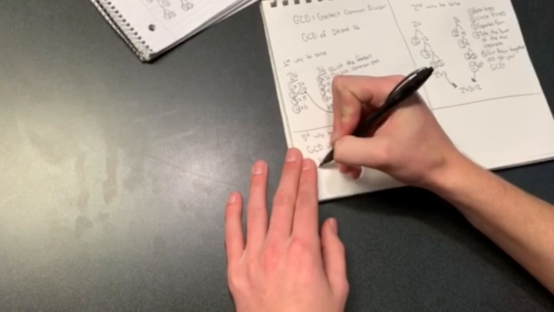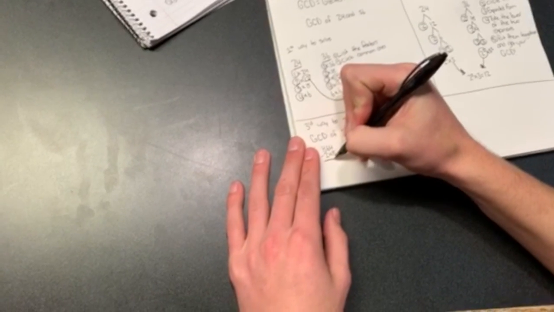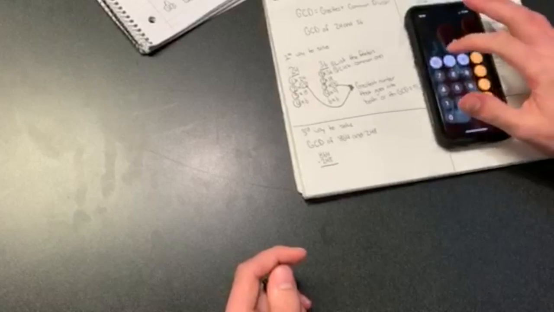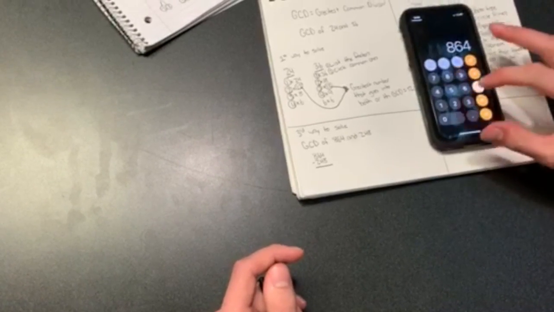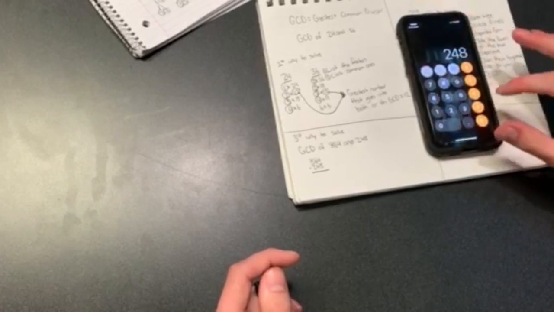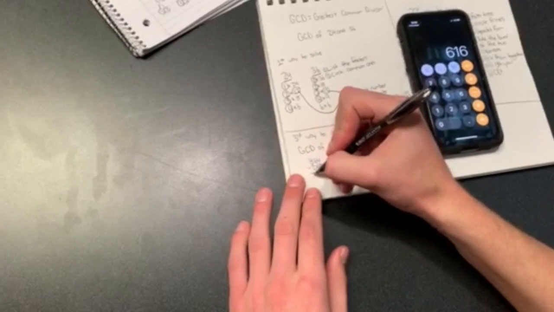So for our third way to solve, we are going to take the GCD of 864 and 248. So what we are going to do is subtract 864 minus 248. You're going to get an answer of 616. You're going to subtract that then by 248 again, getting 368.